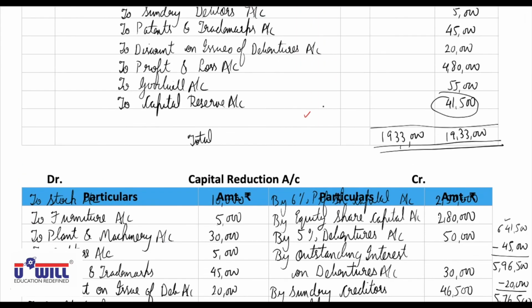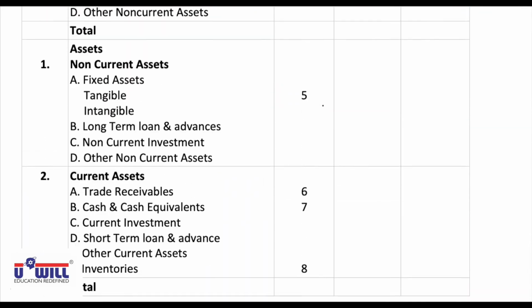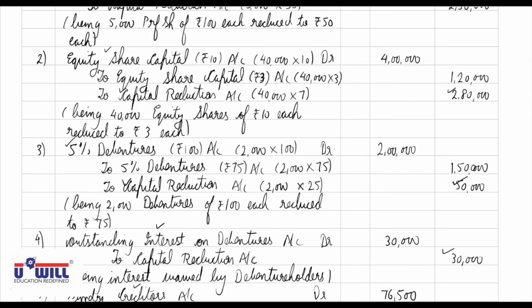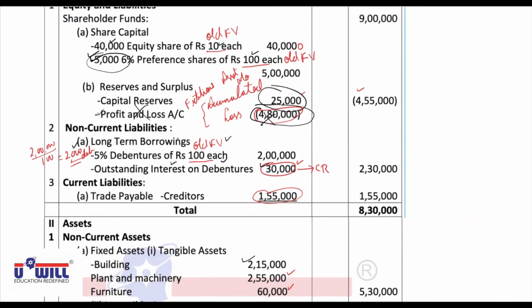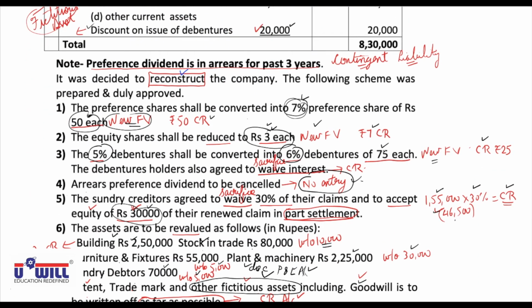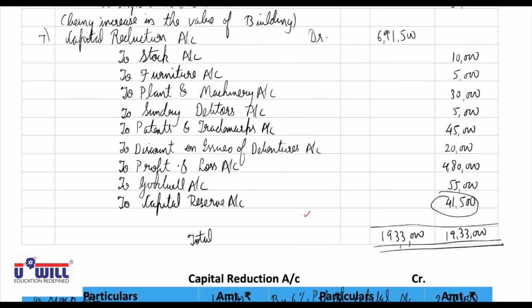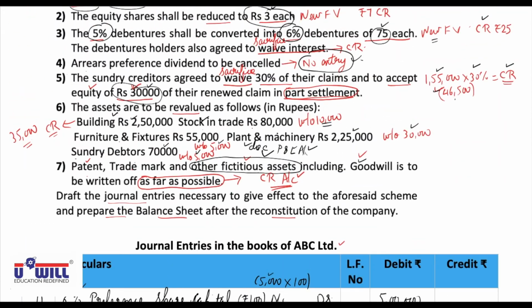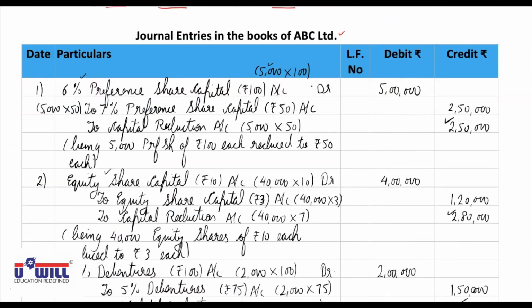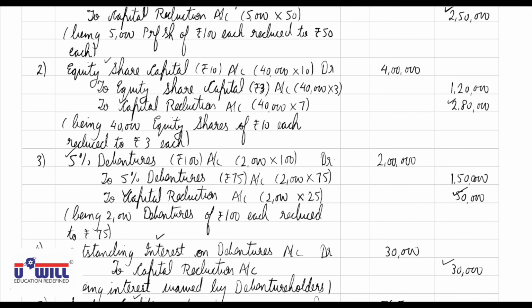Next, after reserves and surplus, the third note: what do we have as per the balance sheet? Long-term borrowings. We already had 2,000 5% debentures of 100 each, but now as per adjustment 3 they are of 75 each, and the rate of interest is also changed to 6%. In the third entry all of you must write 6% instead of 5%.